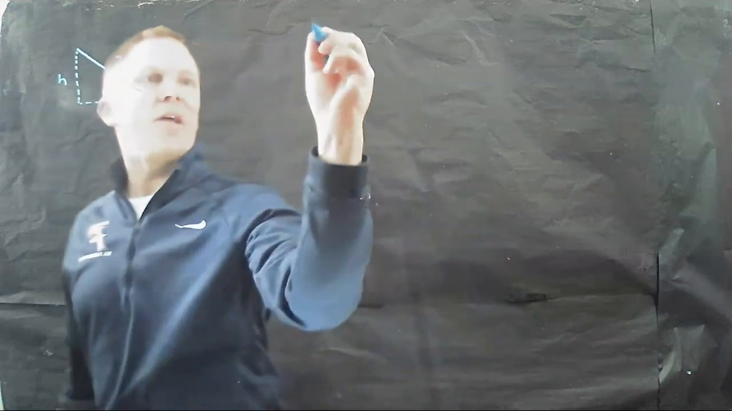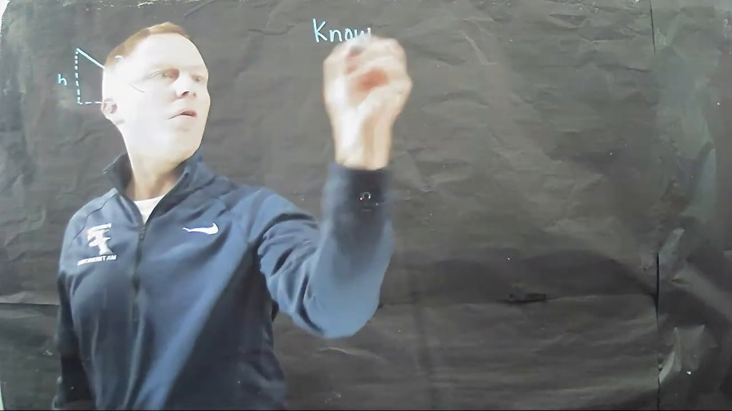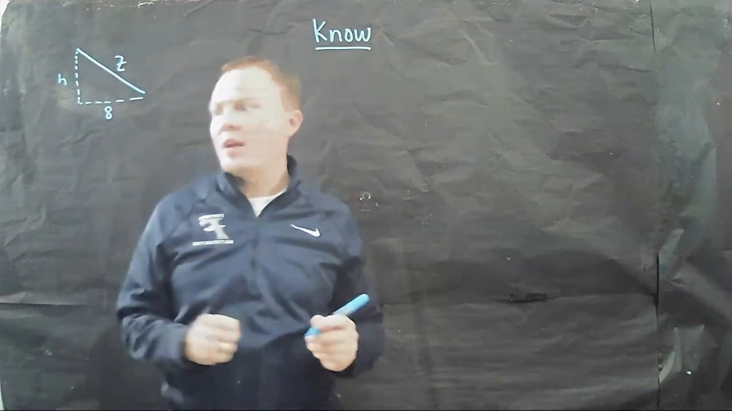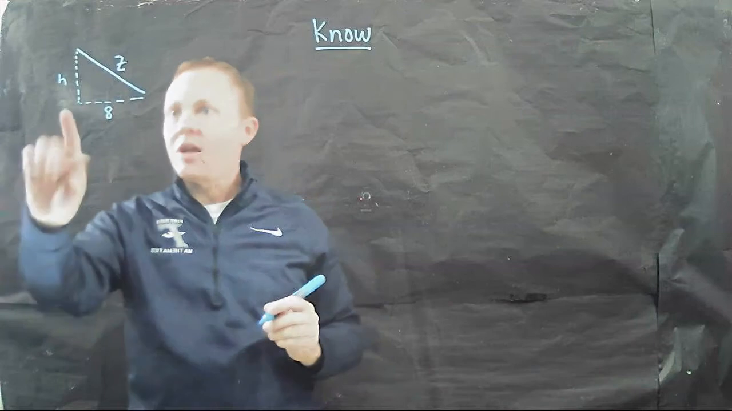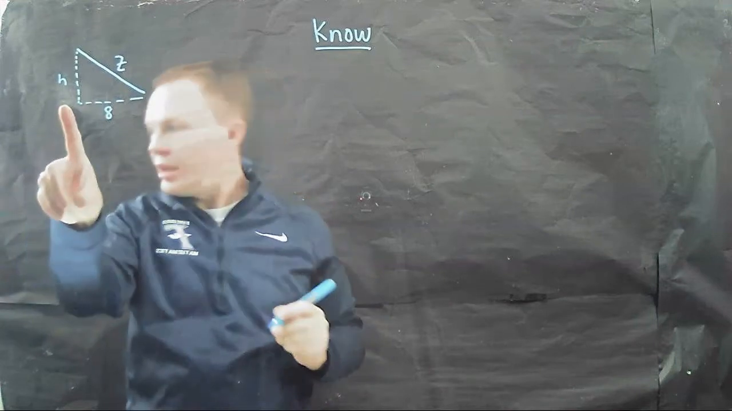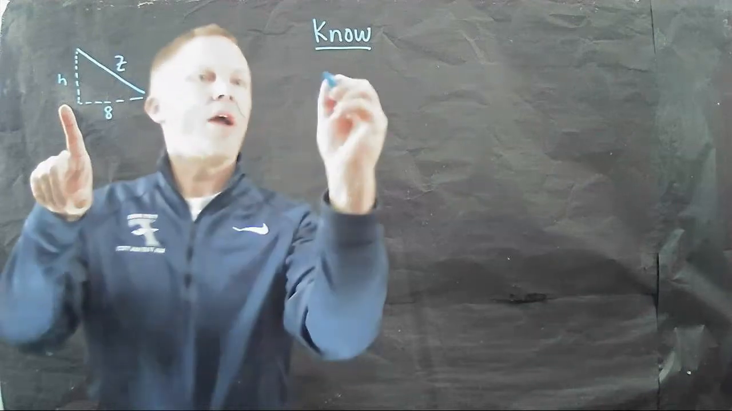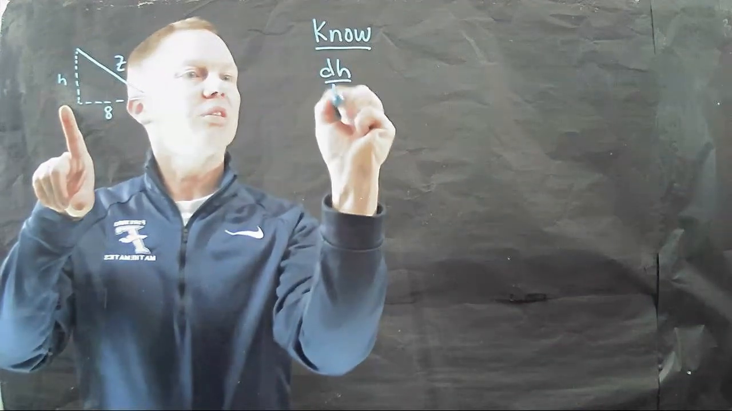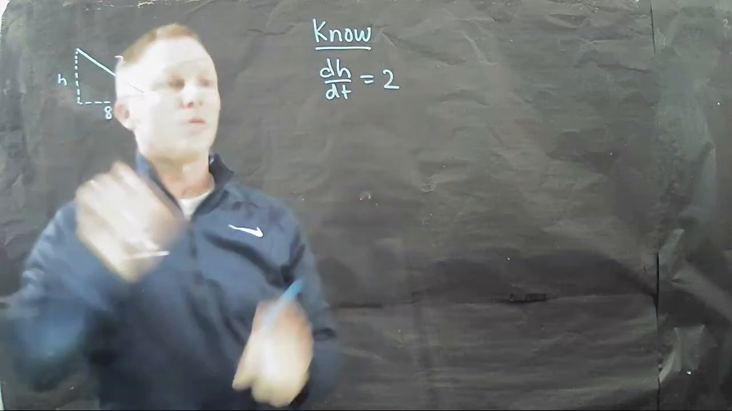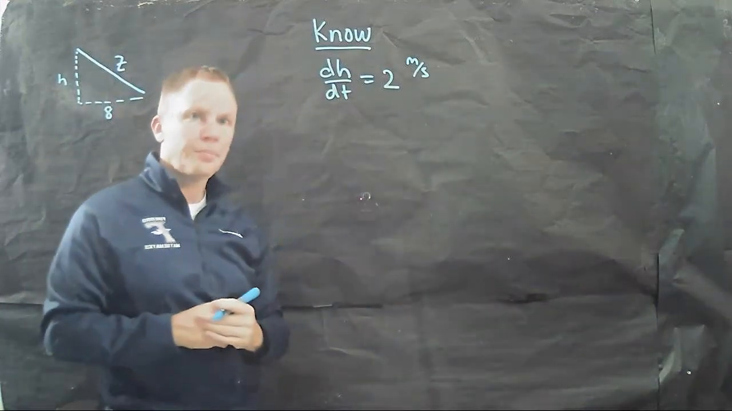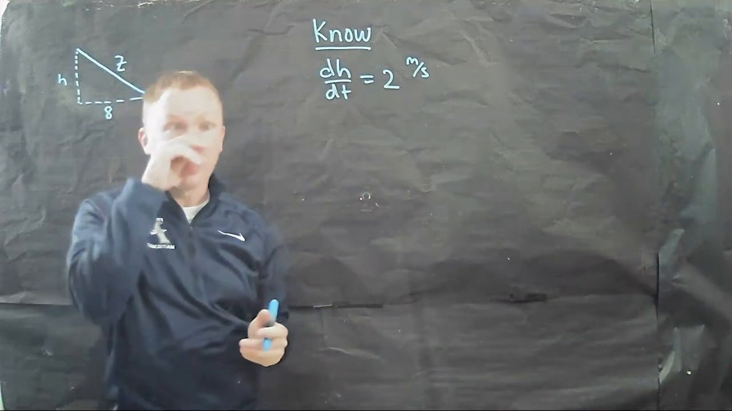So our first step is always to draw a picture and put some variables down, and then I like to do, what do I know? Okay, so what do I know? What am I given? What rate am I given here? And it tells me that the height of the kite is rising vertically at 2 meters per second. So I know that dh dt is equal to 2. And if you want to put meters per second there, you can.